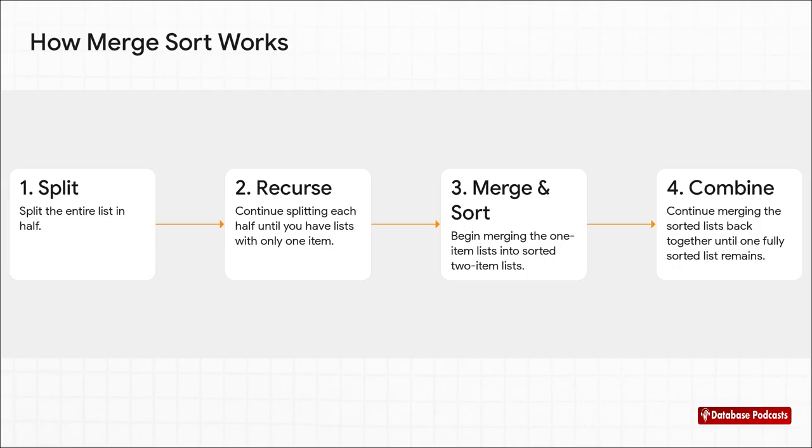Merge sort starts by literally tearing the list apart. It splits a list in half, then it splits those halves in half, and it just keeps on going until it's left with a whole bunch of tiny little lists, each with only one item. And hey, a list of one is already sorted, right? Then the magic happens. It starts merging those tiny lists back together, two at a time, putting them in the correct order as it goes. This continues until everything is merged back into one single, perfectly sorted list.